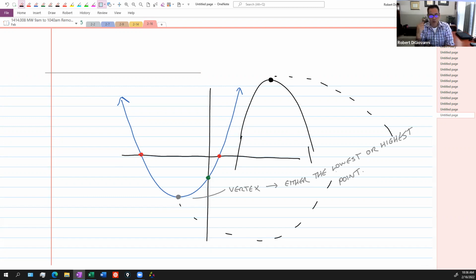And one of the things that we're going to need to be able to determine is what that is. If somebody gives us a parabola, can we find that highest and lowest point? And we'll be able to do it. There will be a formula I give you, and that will allow us to get that point.